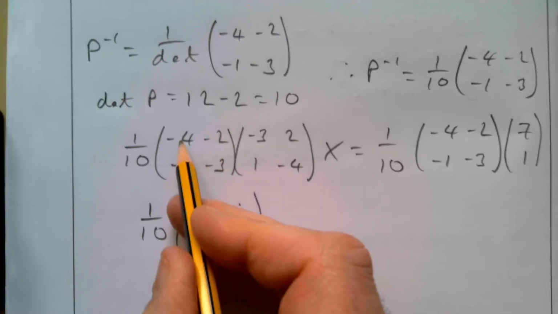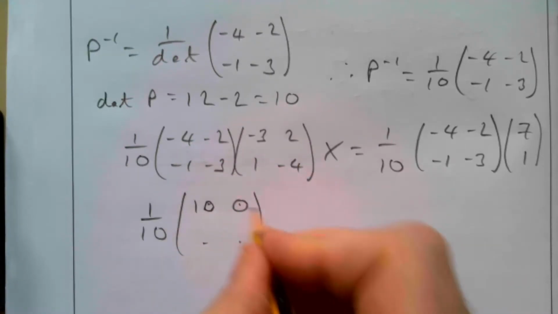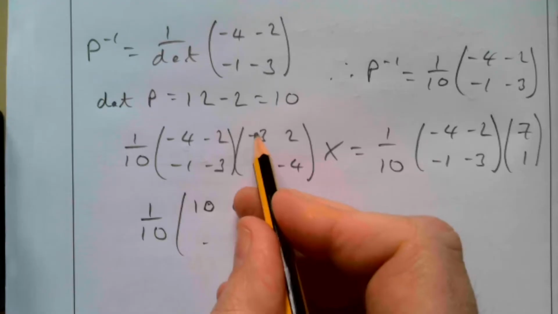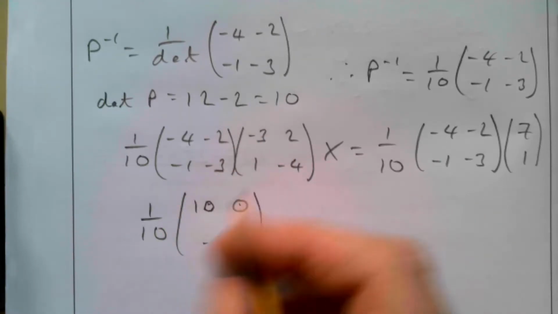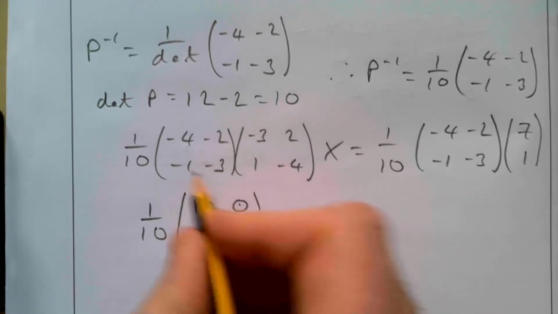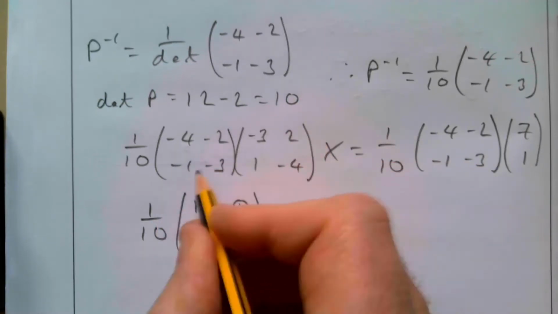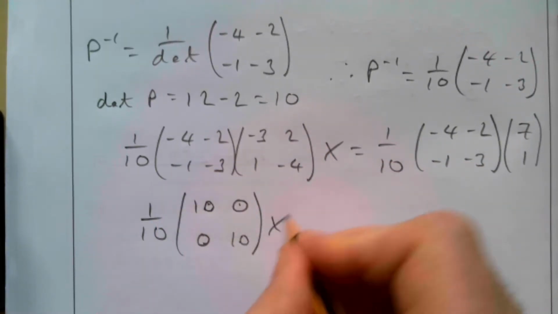First row, second column, minus 8 plus 8, that's 0. Second row, first column, 3 minus 3 is 0. Second row, second column, minus 2 plus 12, and that's 10, and that's x.